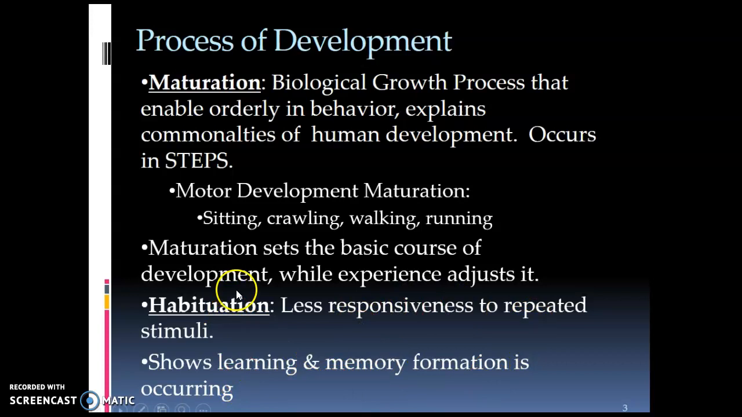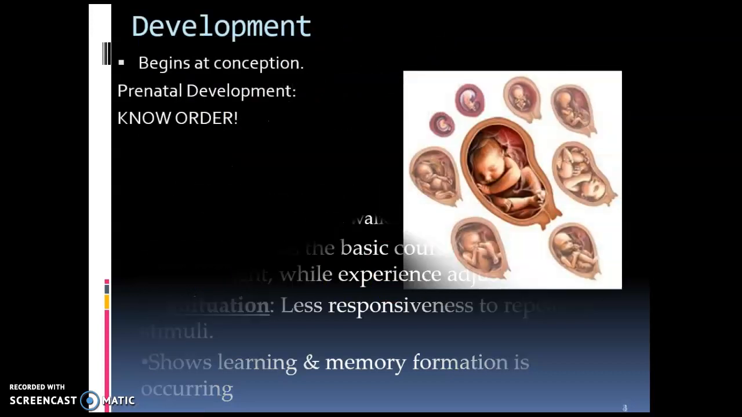So now we have brain development, and then we have the development order. So this is the order step by step. It's going to be programmed into you, and then the nurture, the environment, is going to adjust it. And habituation, that's just going to show us that the child is learning and forming memories.